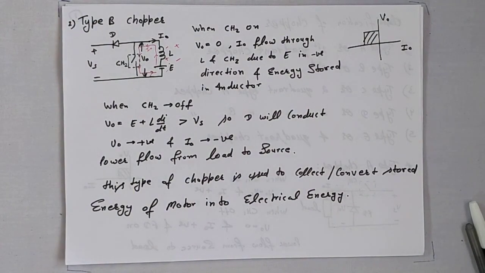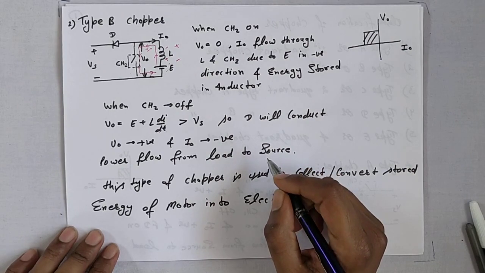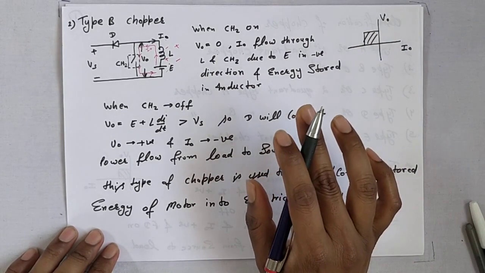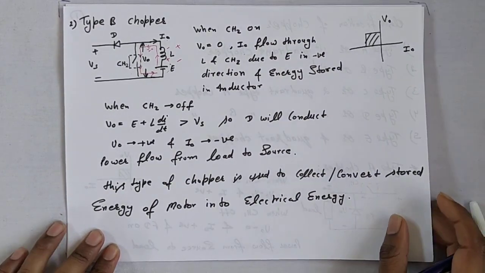This type of chopper is used to convert the stored energy of a motor into electrical energy. So this type of chopper is used in DC machines, and is also used to fully control the DC machine. This is type B chopper.